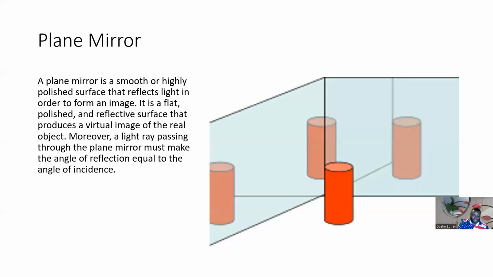So that's why a mirror is a smooth and highly polished surface that reflects the light in order to form an image. Plain and simple. That's all you should write down.